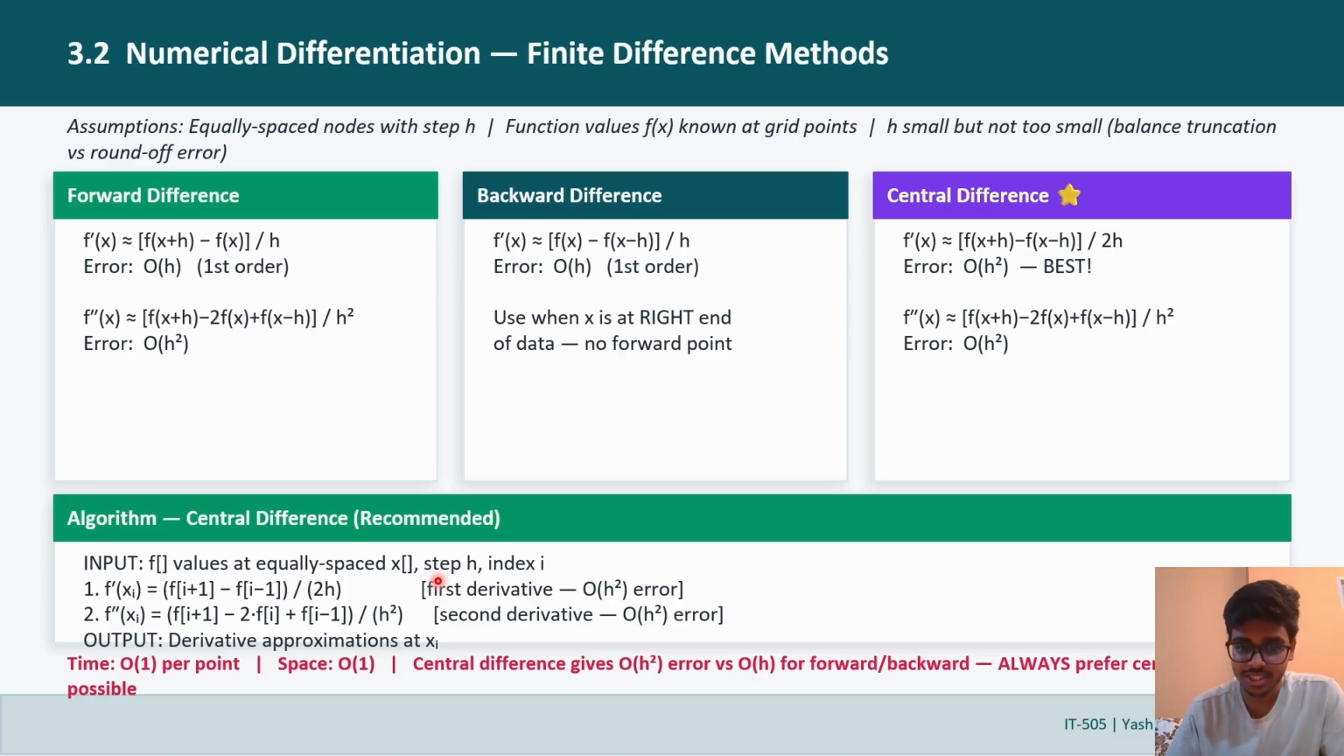Always use central differences when available. The O of h squared error versus O of h makes a substantial difference in accuracy.